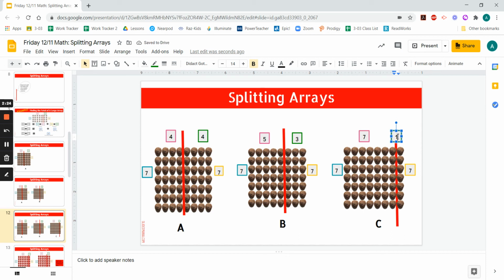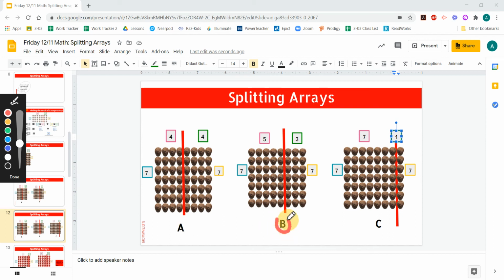Out of these 3 options, I wouldn't want to split my array like the way I did in option C, because I don't know the answer to 7 times 7. And to find that answer, I would have to skip count by 7 times. So my choice to split that large multiplication fact will look like A or B.